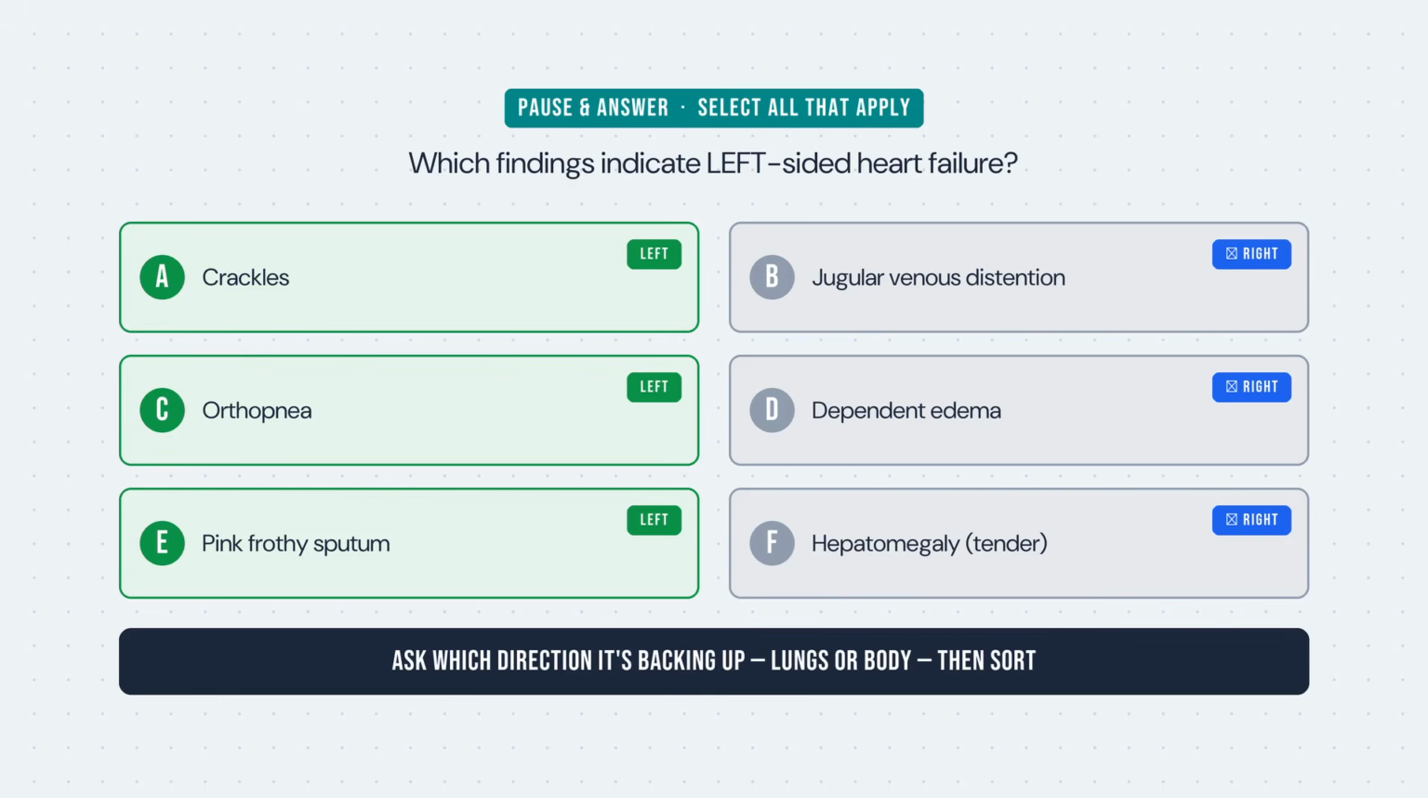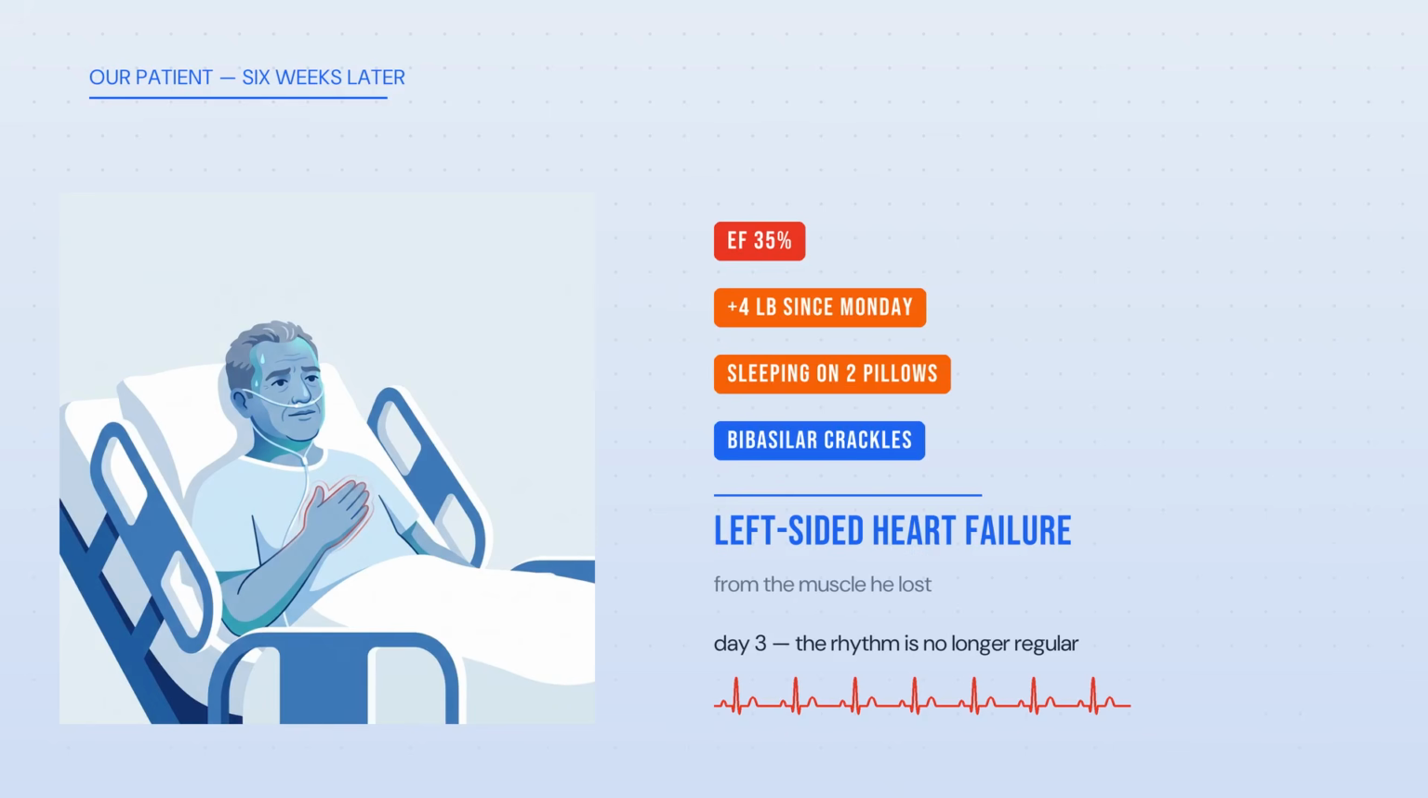Then sort. Our patient, 6 weeks after his heart attack. Ejection fraction 35%. He has gained 4 pounds since Monday, he is sleeping on 2 pillows, and there are crackles at both bases. That is left-sided heart failure from the muscle he lost, exactly what we just built. He is started on a loop diuretic, an ACE inhibitor, and eventually a beta blocker. And then, on day 3, the monitor changes.